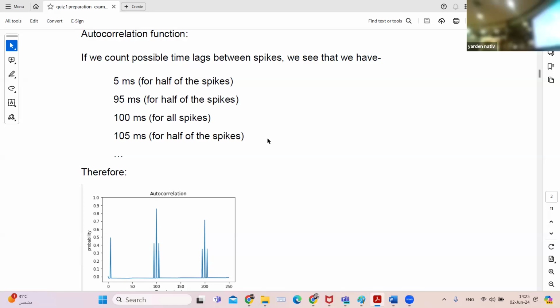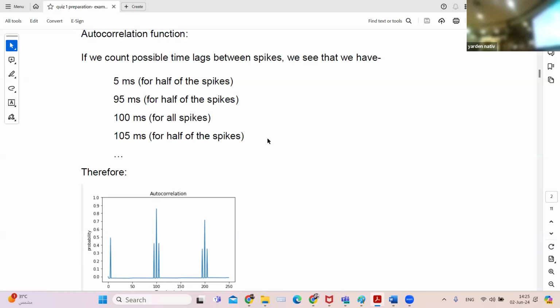And then the next one is 195, right? And this one happens only for the second one in the pair with the one at the next pair. Okay, so this is again half. So this is one way to calculate it. It's just like counting and then writing it out of all the possible probabilities.